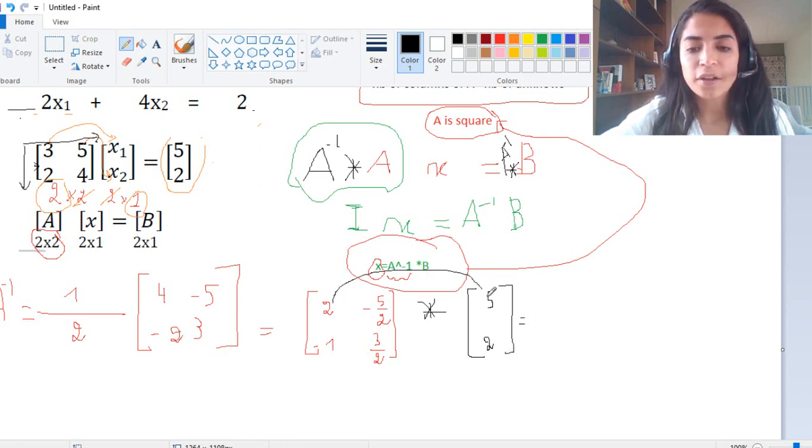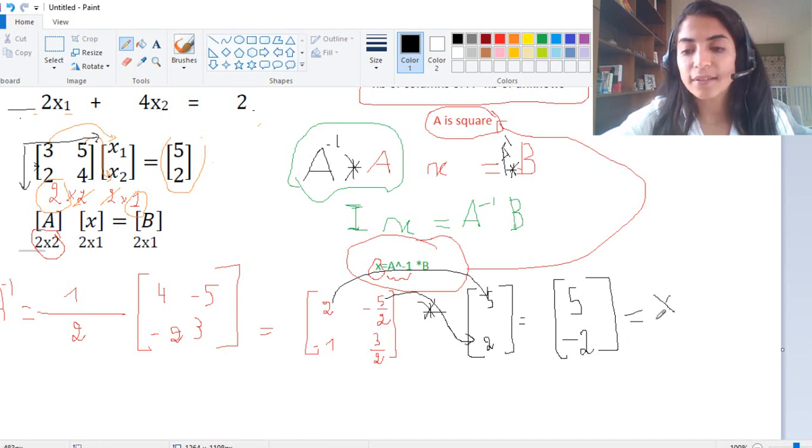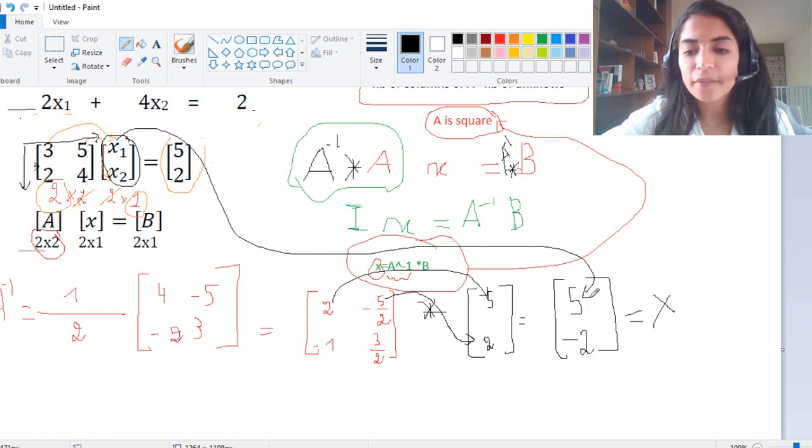So it is 2 times 5 minus 5 over 2 times 2. So 2 times 5 is 10, minus 5 is 5. Then the second row will be minus 1 times 5, which is minus 5, plus 3 over 2 times 2, and this should be minus 2. So guys, this is X. And what is X? X is x1, x2, which means, guys, that x1 will be equal to 5 and x2 will be equal to minus 2.